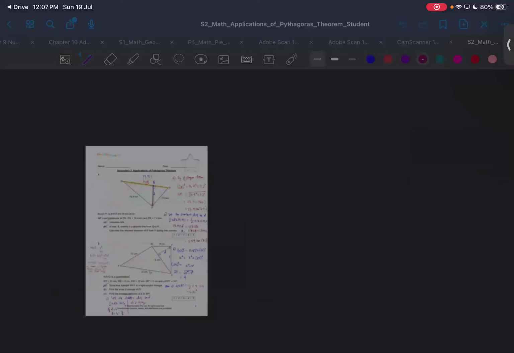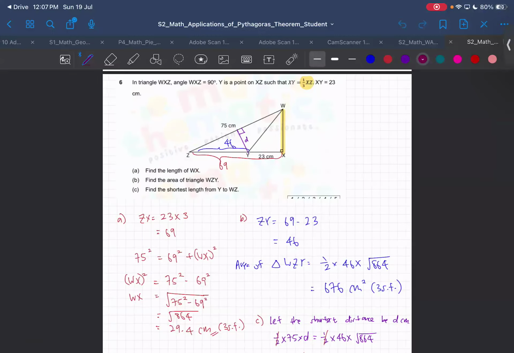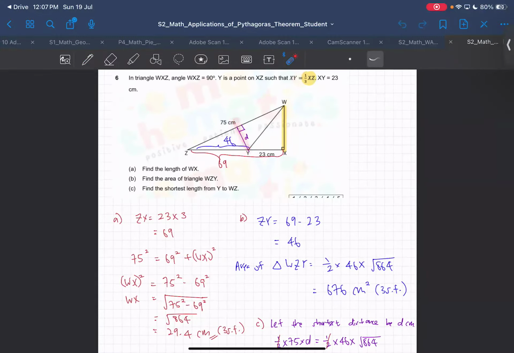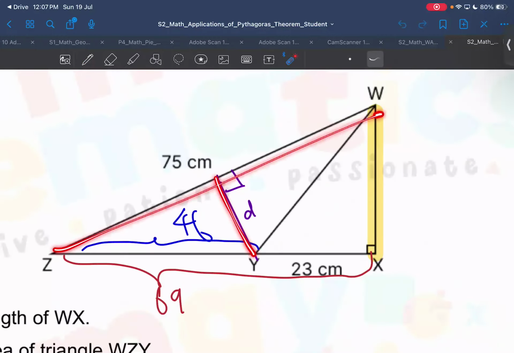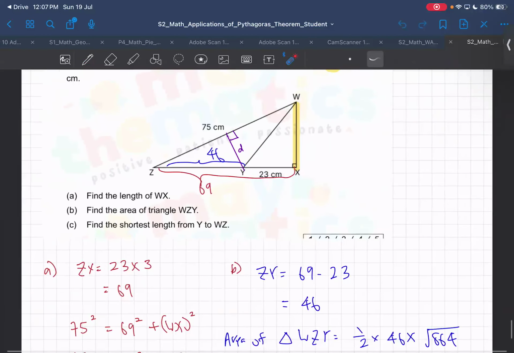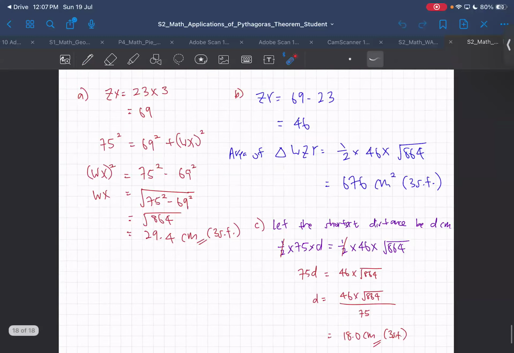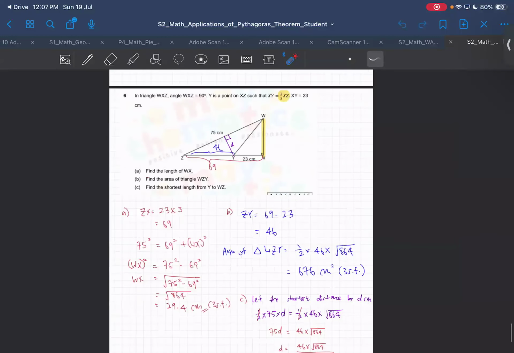Okay, wait, let me see. This type, question 6. Shortest length, correct or not? They want from Y to WZ. So usually I will draw a perpendicular distance. Can you see? This one was not there before, but I know that the perpendicular distance from the base will always be the shortest. So if it comes up in your exam, draw this line and write 90 degrees. Let the shortest distance be D. Define that first. Then use the area of the triangle given in the question.